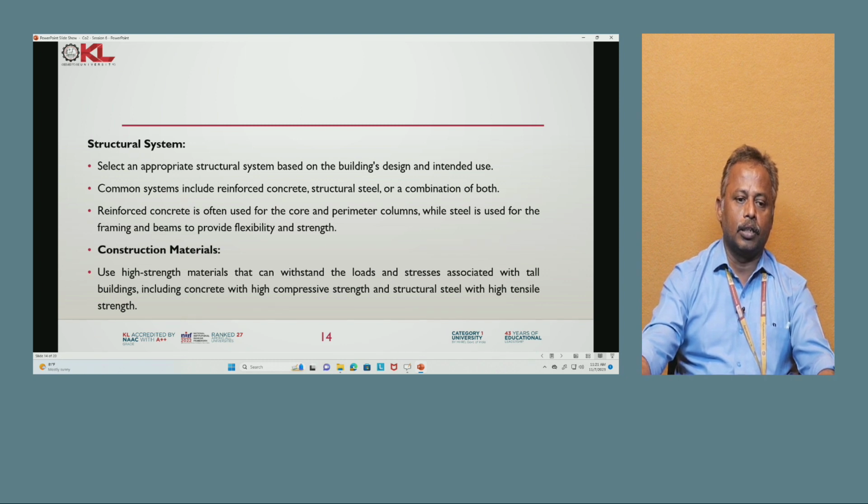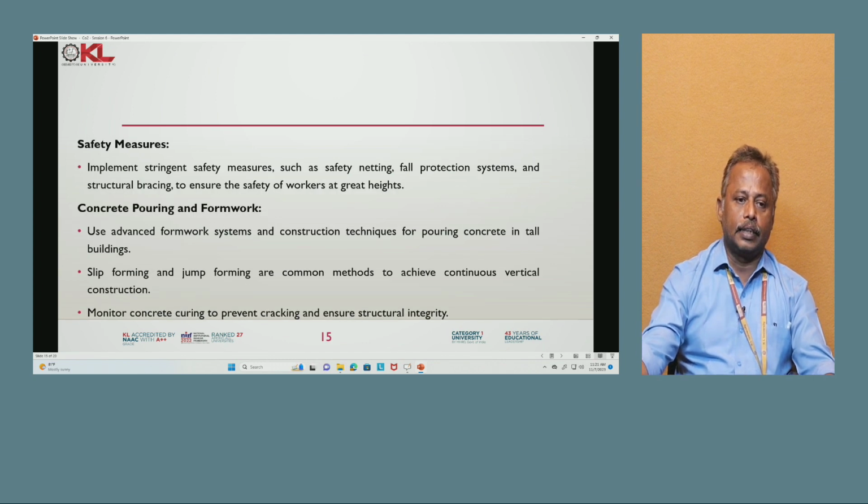Next, construction material. Use high strength materials that can withstand the loads and stresses associated with tall buildings. This includes concrete with high compressive strength and structural steel with high tensile strength. Next is safety measures. Implement strict safety measures such as safety netting, fall protection systems and structural bracing to ensure the safety of workers at great heights.